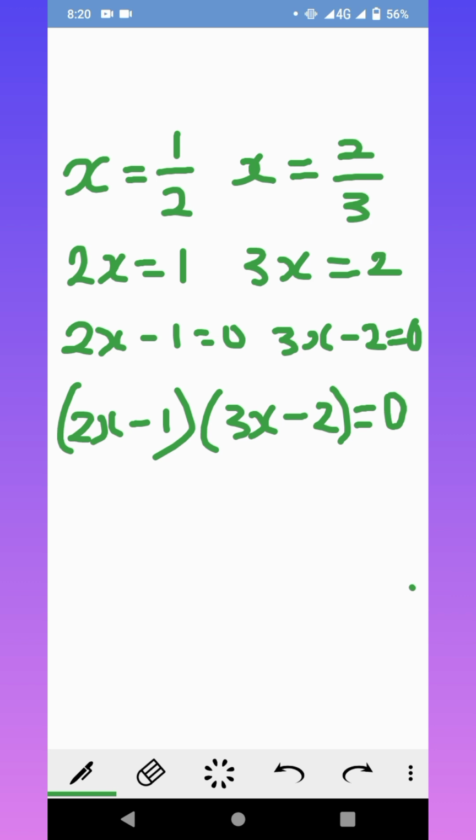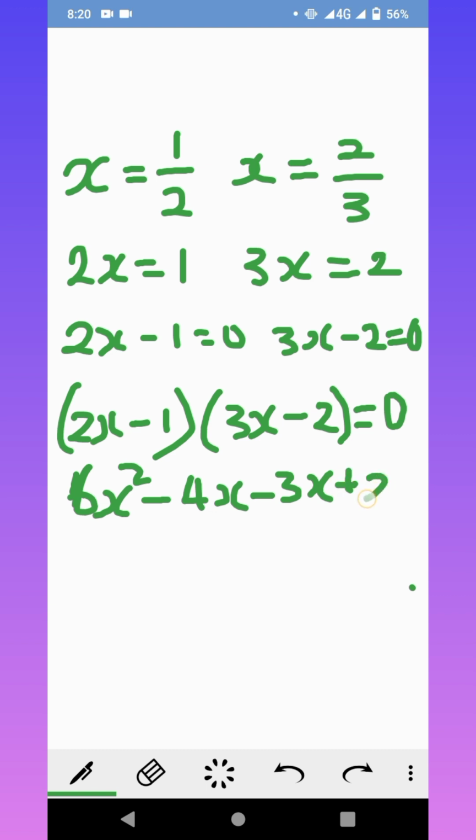So if we are expanding, 2x times 3x first will give you 6x squared. Then we'll have 2x times minus 2, that will give us minus 4x. Minus 1 times plus 3x will give you minus 3x. Minus 1 times minus 2 will give us plus 2. That will be equal to 0.